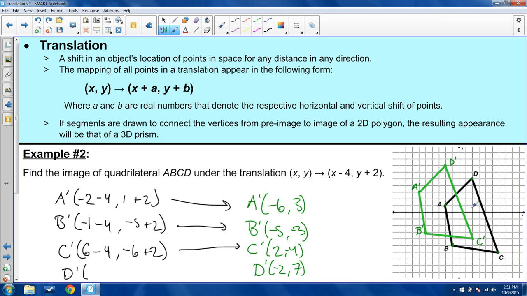So it's one of 2 ways. You could do both ways. I'm just showing these ways for this one. Next time I'll probably just do one of them. Take away 4 and add 2. And that confirms the points that we found.